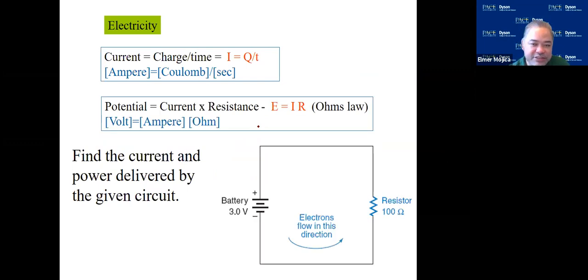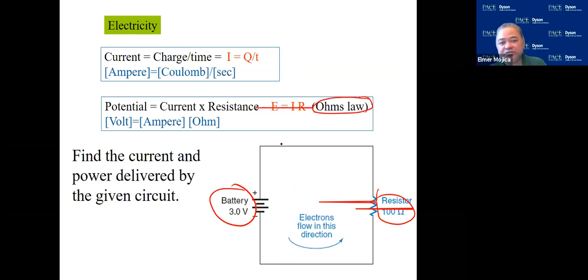Now let's say you have this information here. So this is a battery that has a potential of 3 volts and a resistance of 100 ohms. Now you are asked to find the current and power delivered by the given circuit. Okay? So you are introduced here to another equation known as Ohm's law. So Ohm's law is just potential equals current times resistance. So if you look here, this is just potential equals current times resistance.